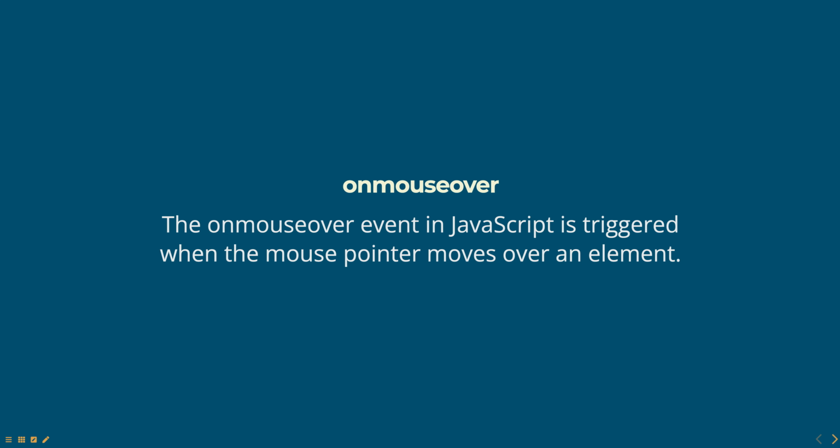The onmouseover event in JavaScript is triggered when the mouse pointer moves over an element. This event can be used to perform actions such as displaying a tooltip, changing the appearance of an element, or updating the content of a page.